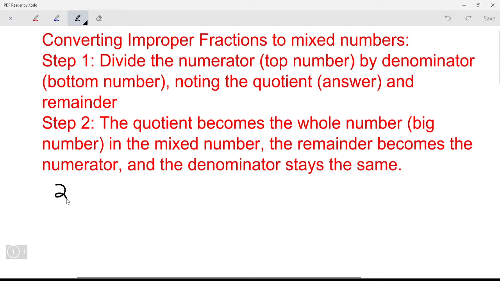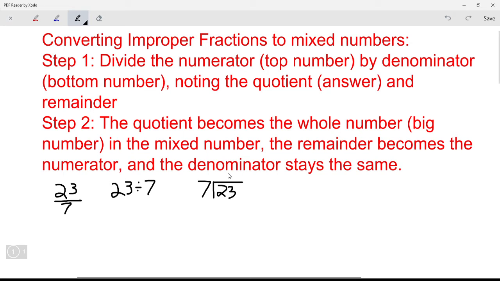Let's go for 23 sevenths. How about that? Okay, so what we're doing is we're just dividing 23 divided by 7. The fraction bar is literally the same as a division sign. So 23 over 7 becomes 23 divided by 7, or 7 into 23, in the standard algorithm.